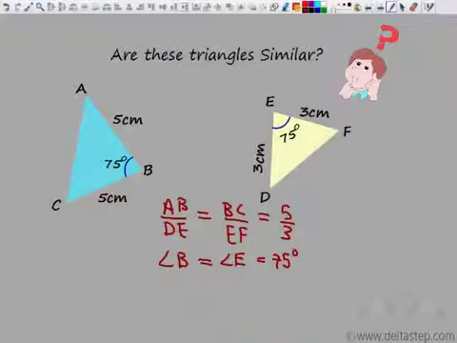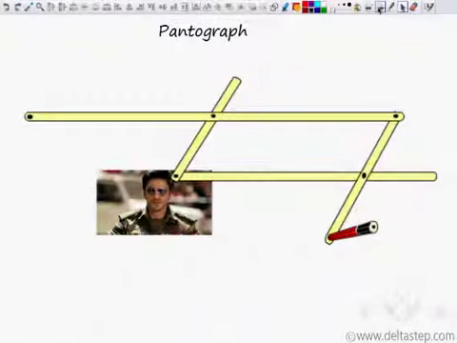And now let's look at one of its applications. So this is a pantograph. Pantograph was used much before photocopiers or Xerox machines were invented. This was used by people to make enlargements of images. So if this is an image and you want to make an enlargement of this image, a pantograph can be used. Let's see how we can use this pantograph.